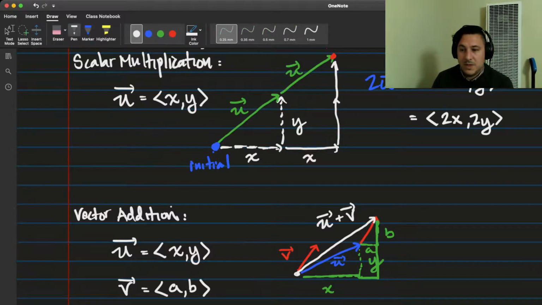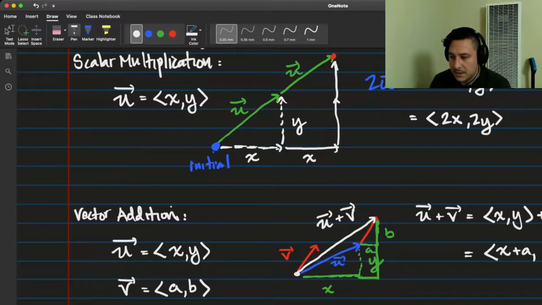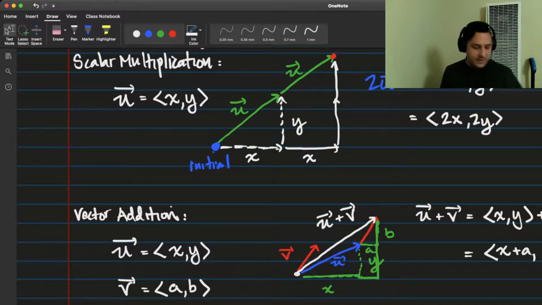So adding them is pretty straightforward. You add the components. U plus v will quite simply be equal to x, y, plus a, b, right? That's the component way of writing it. And then you add the x components. You get x plus a, comma, you add the y components, y plus b. Boom, there's your component form for the sum.